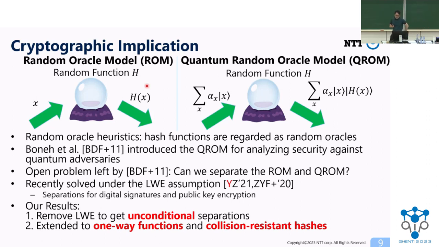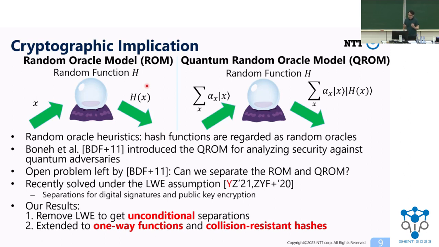But in 2011, Boneh et al. pointed out that this model is not sufficient for analyzing security against quantum computers. The reason is that if you have a quantum computer, you can evaluate hash functions in superposition.